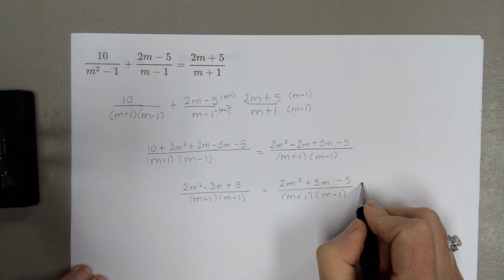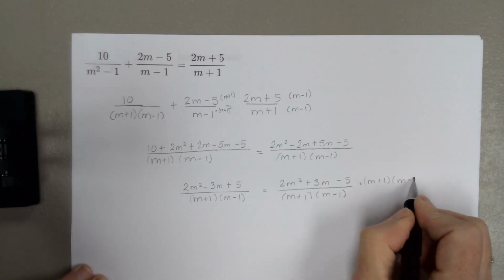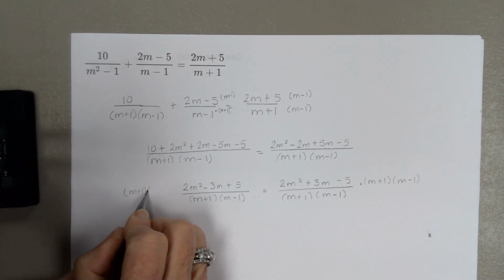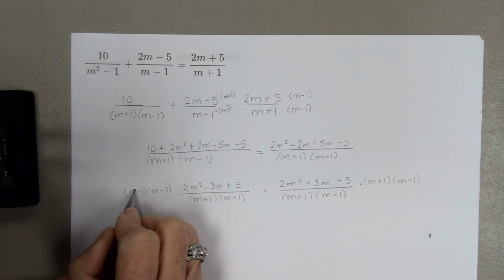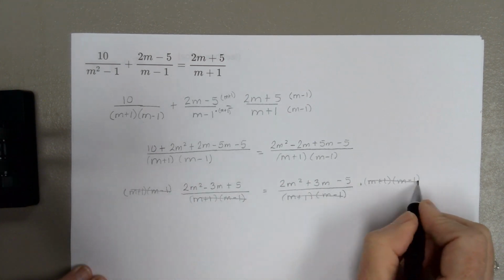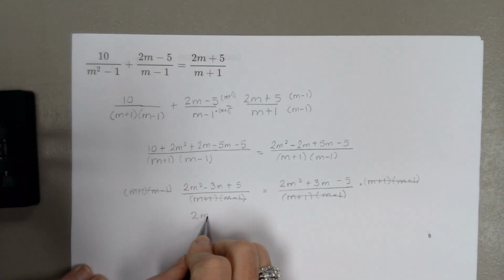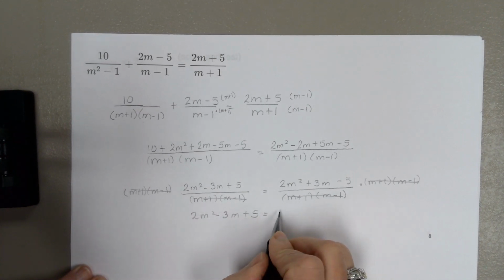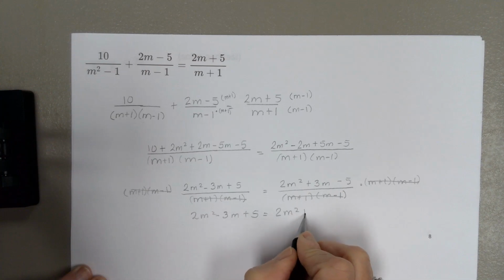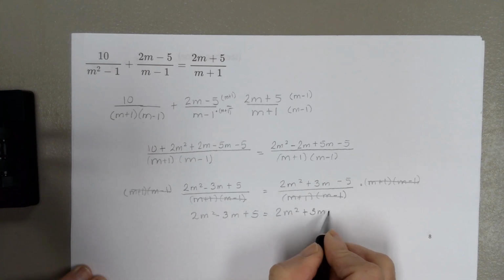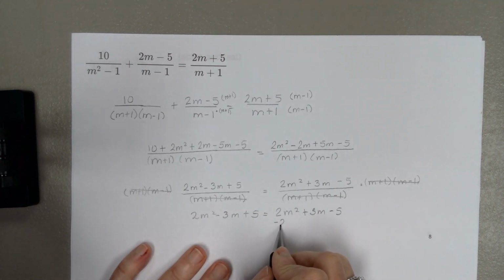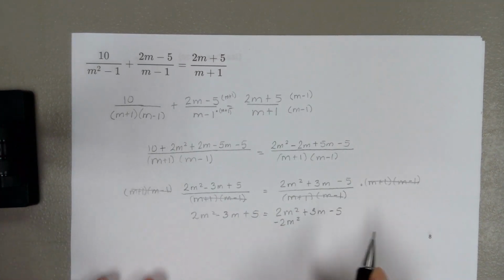Now, notice I can multiply both sides by the m plus 1 and the m minus 1. And it's going to get rid of them on both sides. And I'm going to be left with 2m squared minus 3m plus 5 equals 2m squared plus 3m minus 5. So I want to take everything with an m to the left-hand side, so I'm going to add a negative 2m squared.